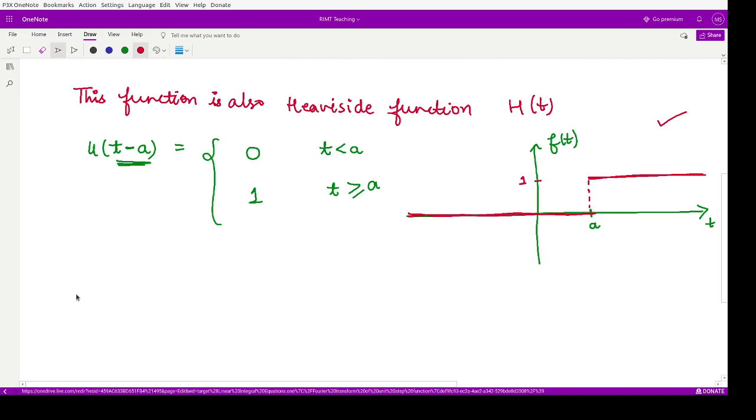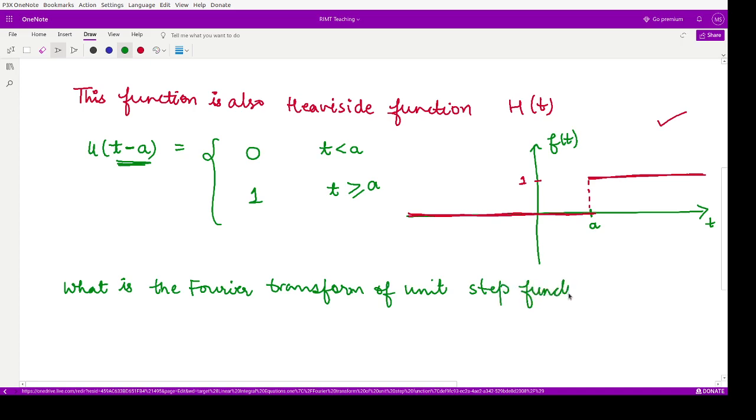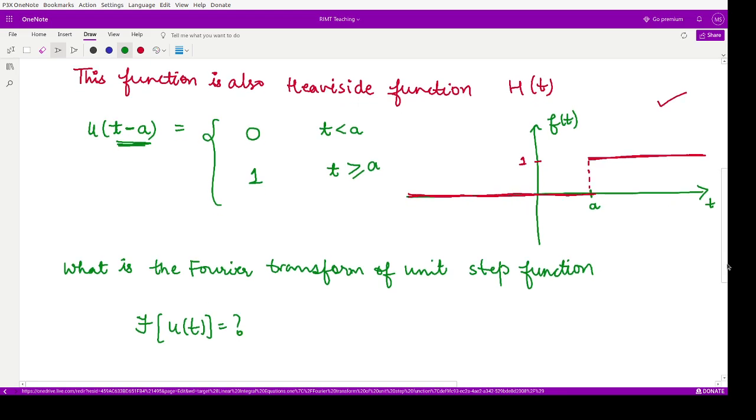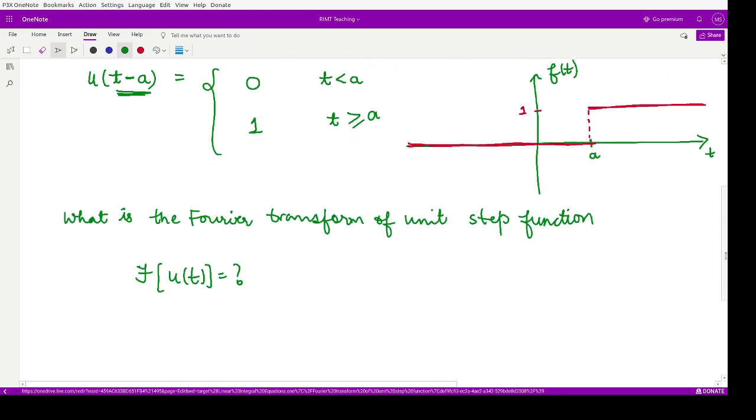Now next, let us see what the Fourier transform of this function is. What is the Fourier transform of the unit step function? For that we are seeking the value of F of u of t. What is this? Now what is the definition of this Fourier transform?